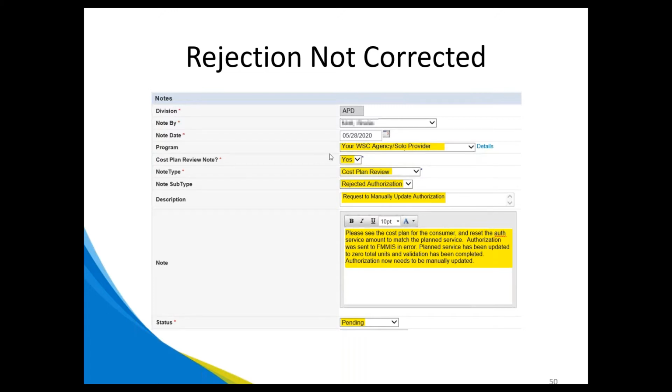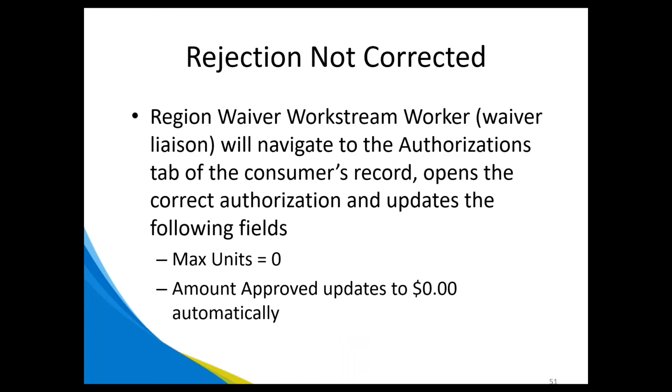Remember, this is going to be required for you in the WSC role. So, if I work for ABC Support Coordination Agency, I'm going to click on that, and I'm going to pick ABC Support Coordination Agency. This is a yes. Note type is cost plan review. Subtype is rejected authorization. Request to manually update authorization. And here I put in some details. I've indicated that it was sent in error, that I've zeroed out the plan service, and I need them to zero out the authorization to match my plan service. And I'm going to go ahead and use Elizabeth as my example. I've added Elizabeth as my note recipient because she's my liaison in the region.